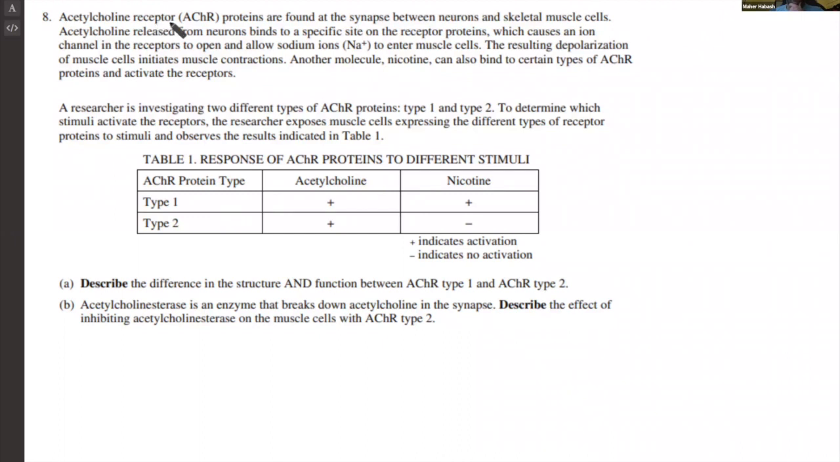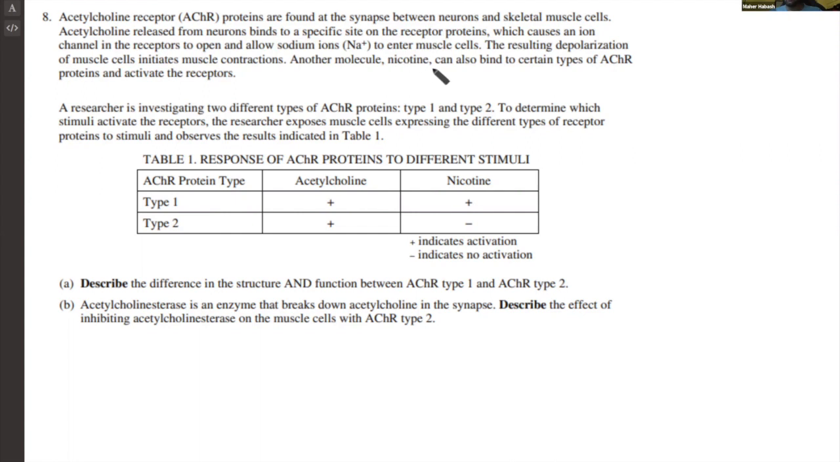So acetylcholine receptor proteins are found at the synapse between neurons and skeletal muscle cells. Acetylcholine released from neurons binds to a specific site on the receptor proteins, which causes an ion channel in the receptors to open and allows sodium ions to enter muscle cells. The resulting depolarization of muscle cells initiates muscle contractions.